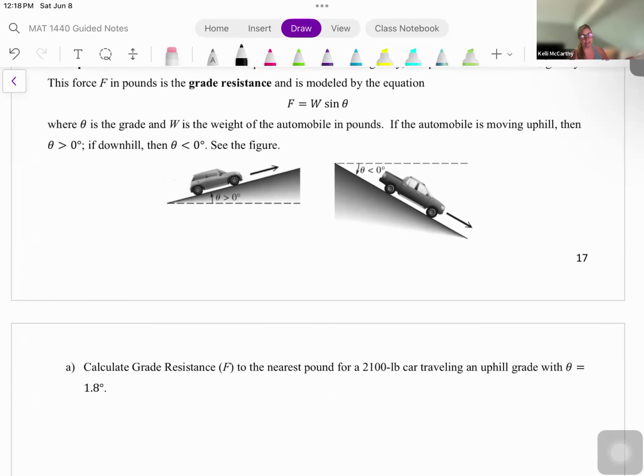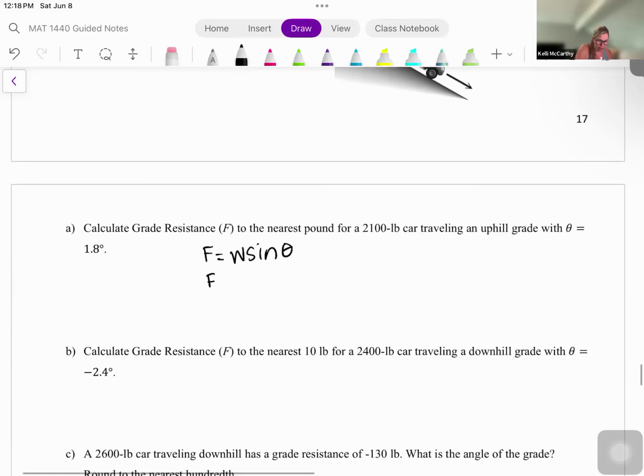Calculate the grade resistance to the nearest pound for a 2,100-pound car traveling an uphill grade of 1.8 degrees. So we're using that formula, F is equal to W times sine of theta. We are solving for F. W is the weight of the vehicle, so 2,100 pounds times sine of 1.8 degrees. And when we evaluate this in our calculator, we get 66 pounds rounded to the nearest pound.